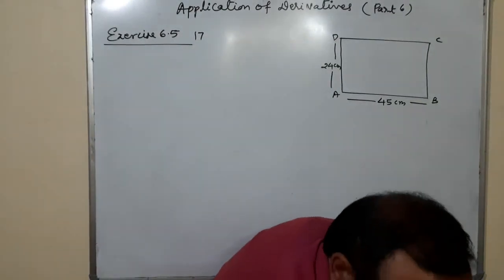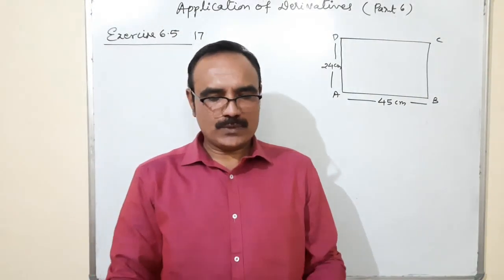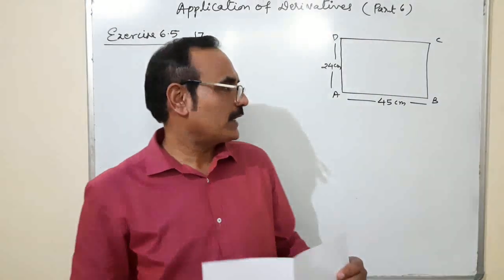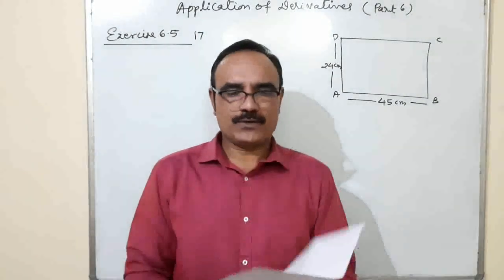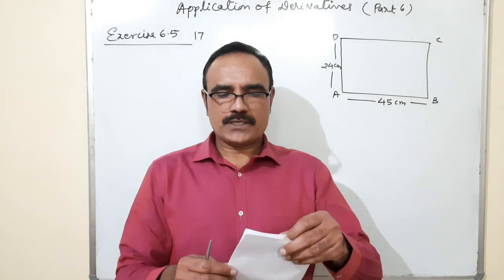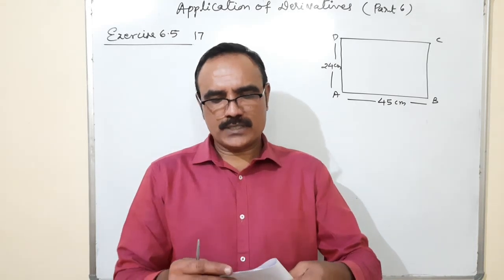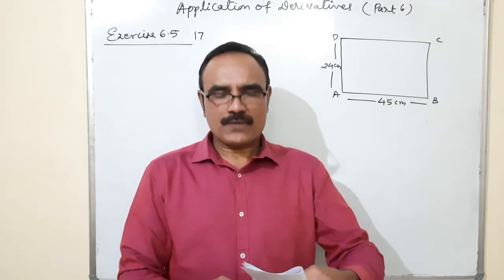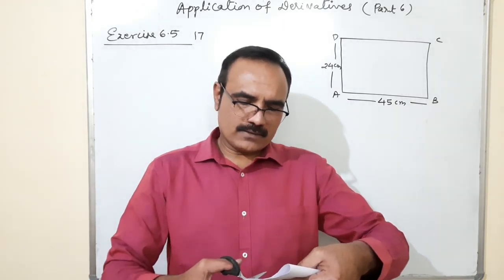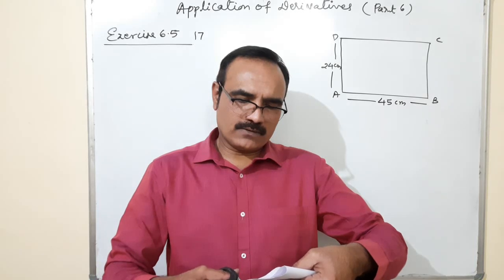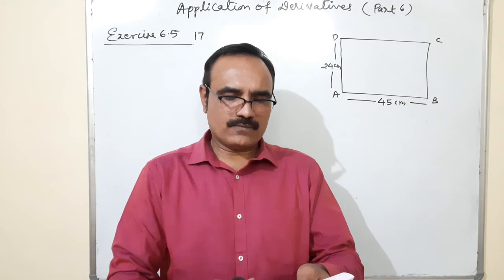Just for feeling, a demonstration will be done here, then you will understand. Suppose this A4 size sheet I have taken, you will treat this as 45 by 24 cm. And in the question it is given that we are going to make a box without top by cutting a square from each corner and folding up the flaps.